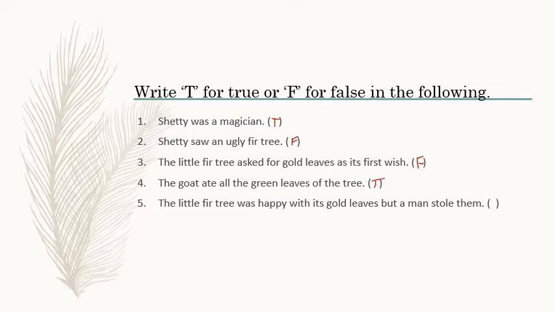Now number 5. The little fir tree was happy with its gold leaves, but a man stole them. Was it so? When it got the gold leaves, did he become happy? Yes, he was very happy, but a man stole them. So it is absolutely true.